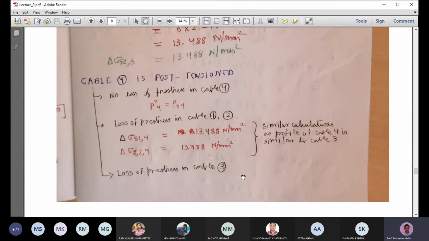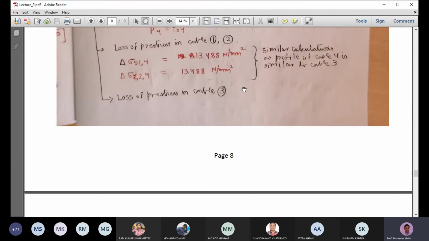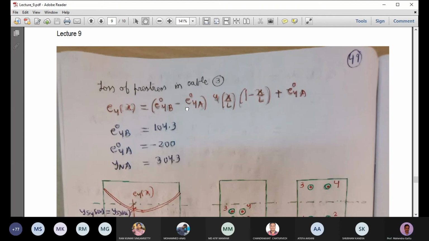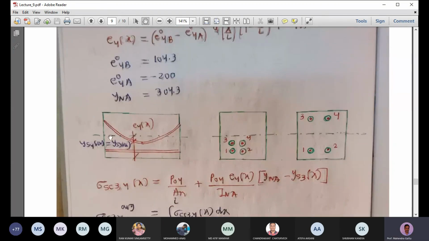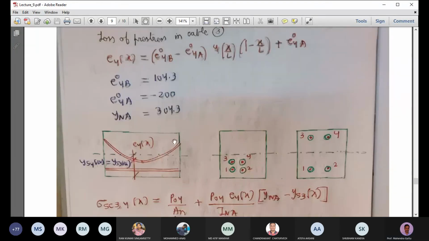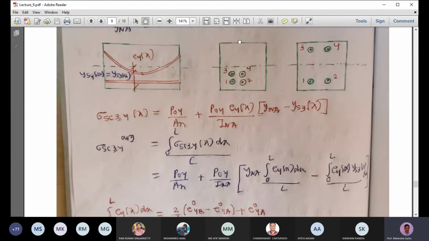However, for cable 3 it gets tricky. Why is it tricky? Because cable 3 also is a parabola, so there are two parabolas interacting. Let's look at that. So we have cable 3, which is a parabola, and cable 4, which is also a parabola. So the eccentricity of cable 4 is this one, which is the same as the eccentricity of cable 3. The same equation is there. This value is 104.3, and this value is minus 200, and this value is minus 200. So how to get that?